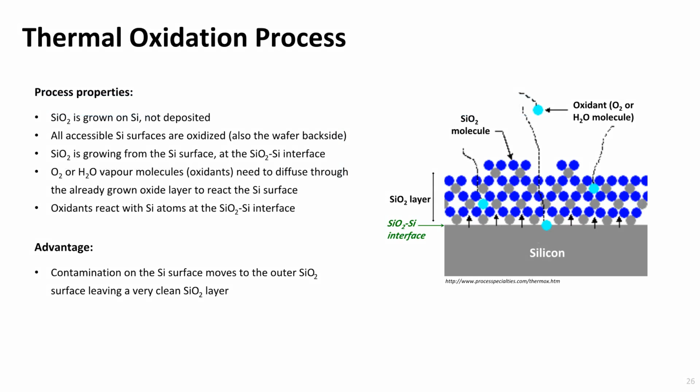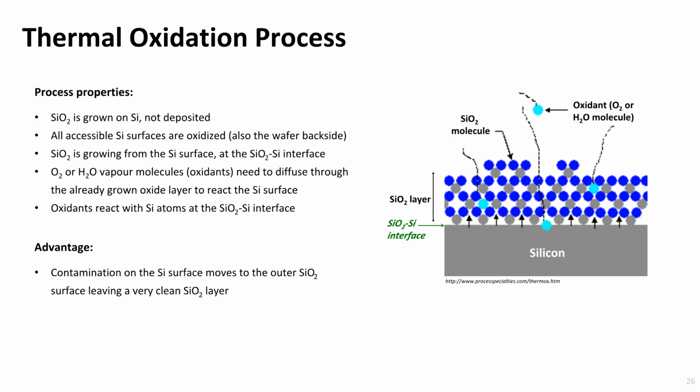Thermal oxidation is a growth method, not a deposition method like the other thin film techniques that are explained in the PVD, CVD and ALD thin film presentations. Silicon dioxide is grown, not deposited, on silicon samples. All accessible silicon surfaces are oxidized, also the wafer backside.